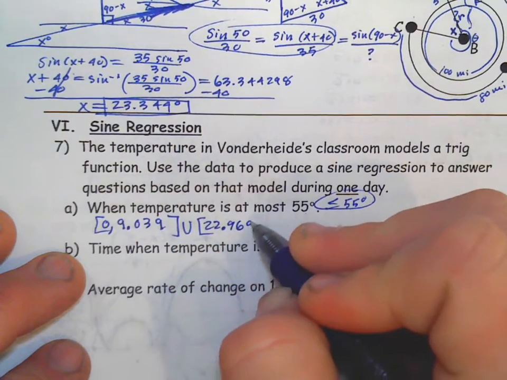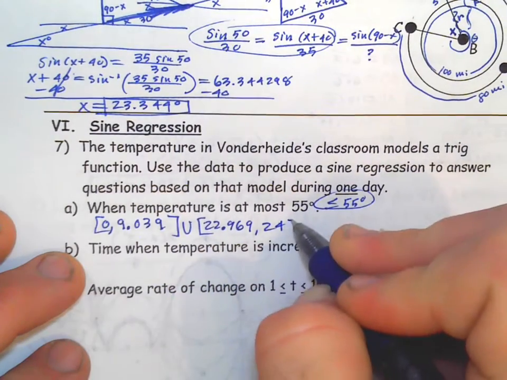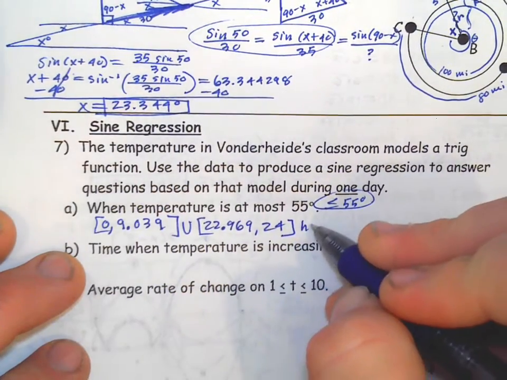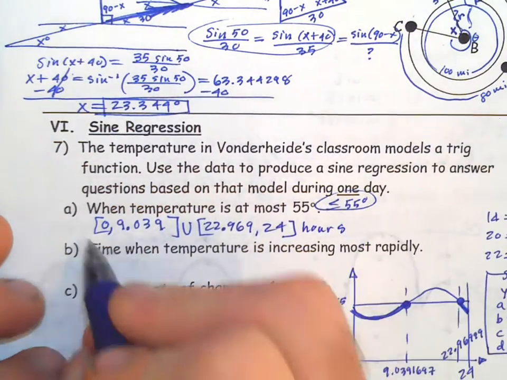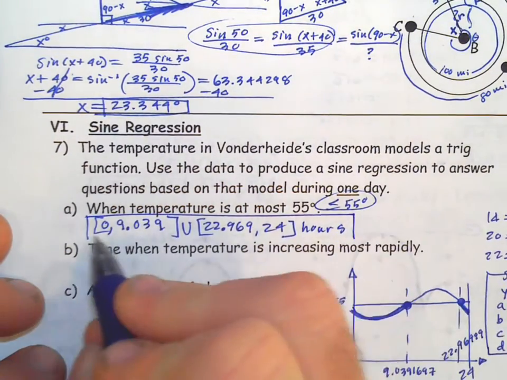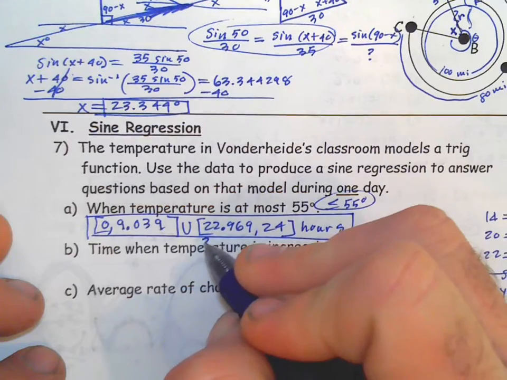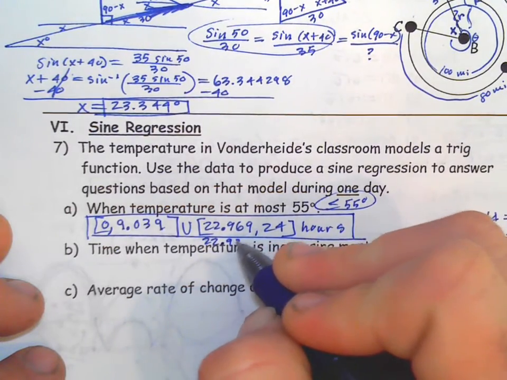22.969, comma 24. And these are hours in a day. I don't need to change it back to AM PM. But you got to put the units. Now, if you did round this, it would have been 22.970.